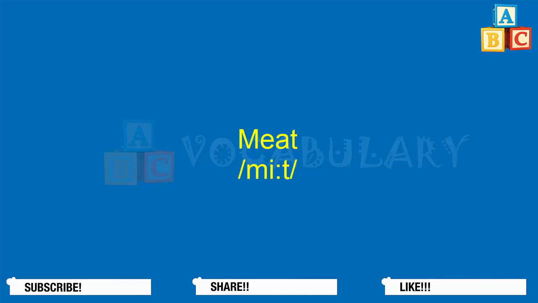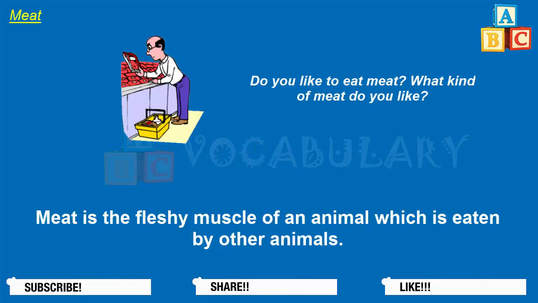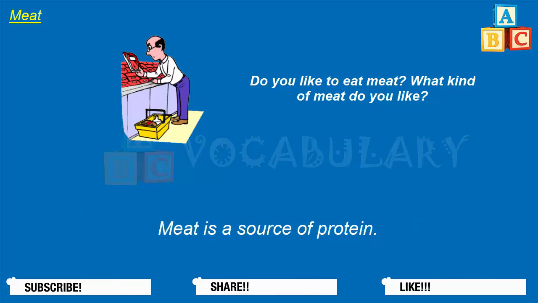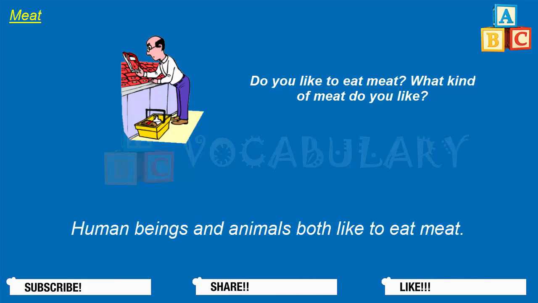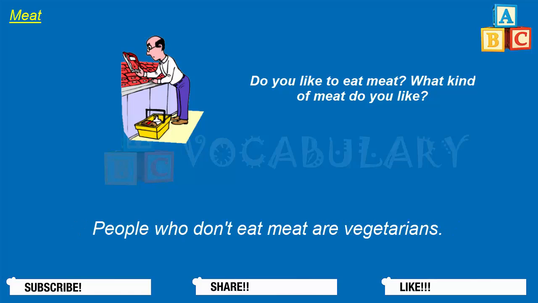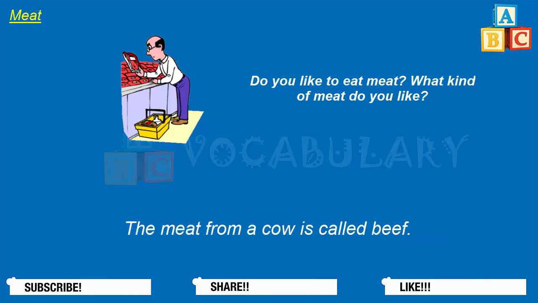Meat. Meat is the fleshy muscle of an animal, which is eaten by other animals. Meat is a source of protein. Human beings and animals both like to eat meat. People who don't eat meat are vegetarians. The meat from a cow is called beef.